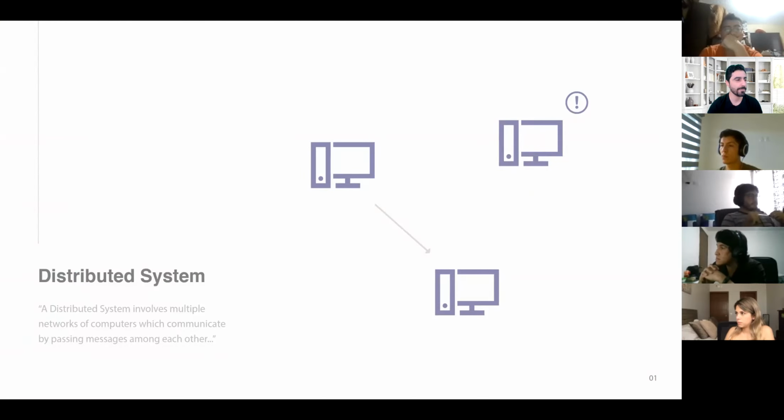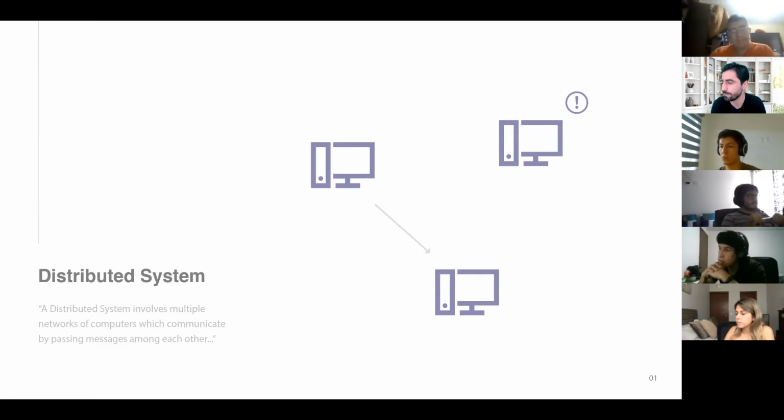There is a conventional definition for what a distributed system is, so it's good to have it in mind all the time. A distributed system involves multiple networks of computers which communicate with each other by passing messages among each other.